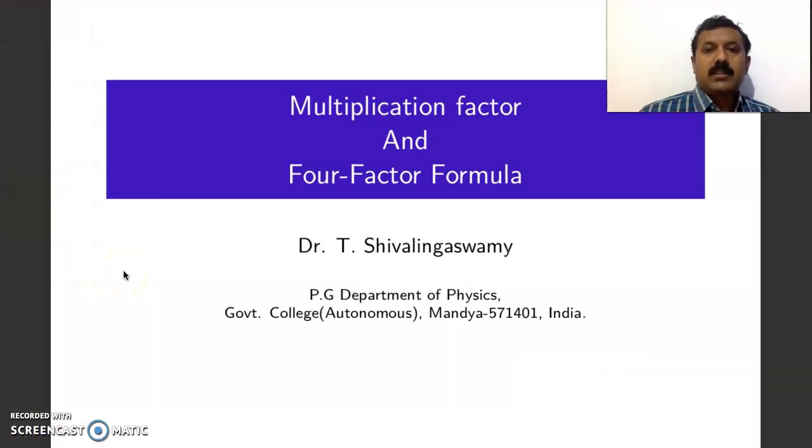Hello everyone, welcome back. We'll continue with the concepts related to reactor physics. Today I'll be discussing the multiplication factor and an important formula to define this multiplication factor, called the four-factor formula.